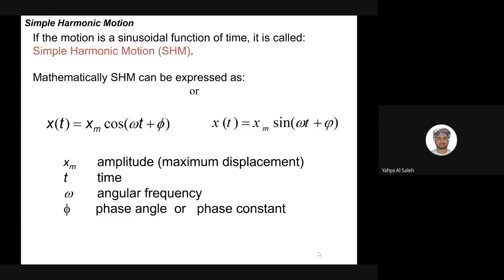I hope everyone copied this equation on a piece of paper because we're going to be using it. Mathematically, a simple harmonic motion, which is motion that is a sinusoidal function of time, can be expressed as x_m sine(omega t plus phi) or x_m cosine(omega t plus phi). What is this? x_m is amplitude, the maximum displacement. t is simply time. Omega is angular frequency, which we already said is 2 pi over T. And phi is what we call a phase constant or a phase angle.